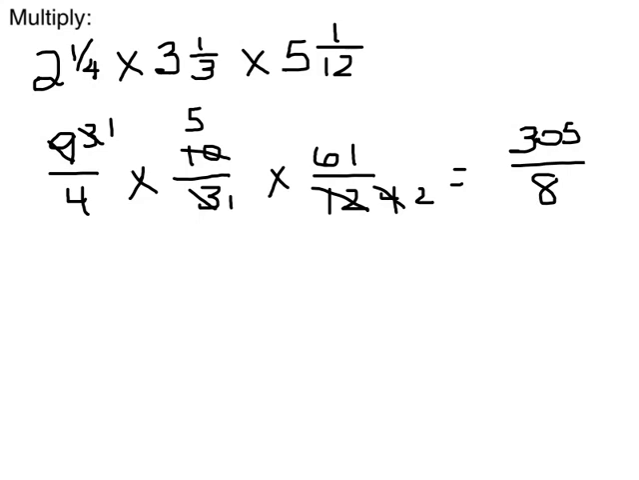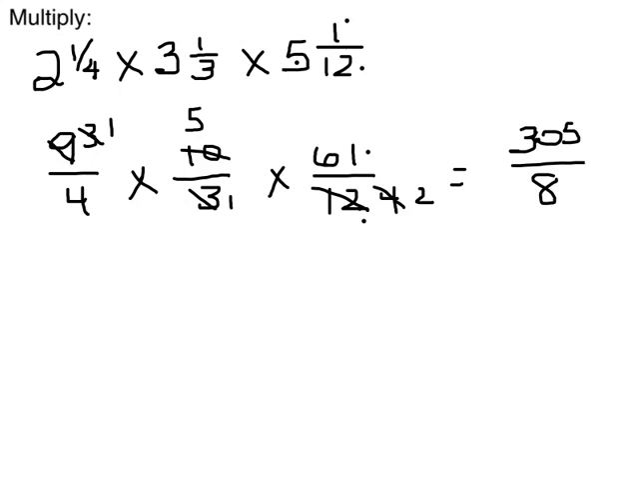4 times 2 is 8 plus 1 is 9 over 4. 3 times 3 is 9 plus 1 is 10 over 3. 12 times 5 is 60 plus 1 is 61 over 12. And then let's cross cancel, shall we?